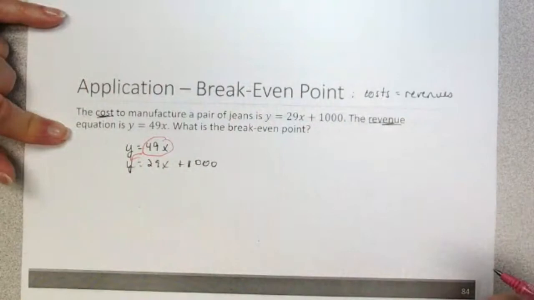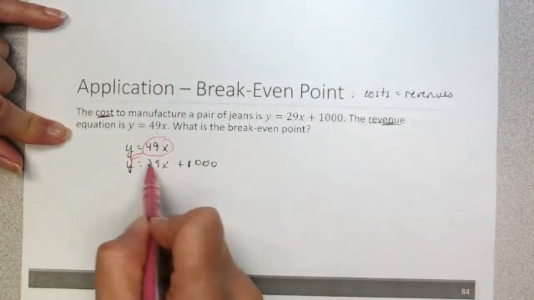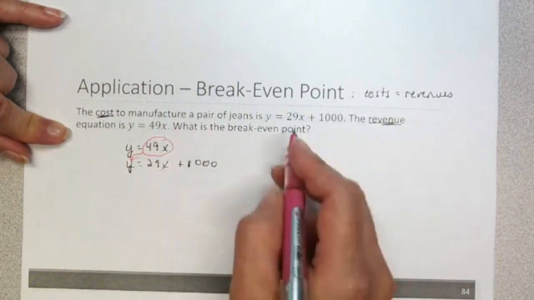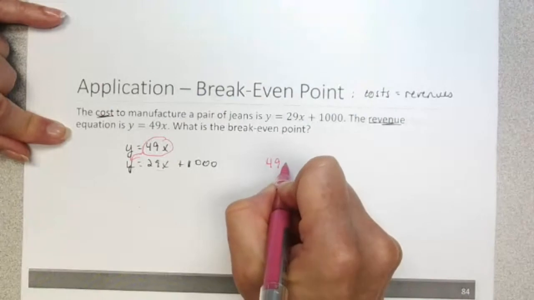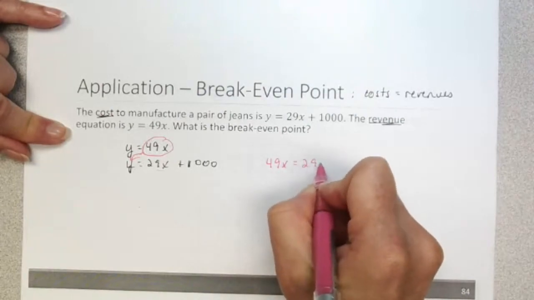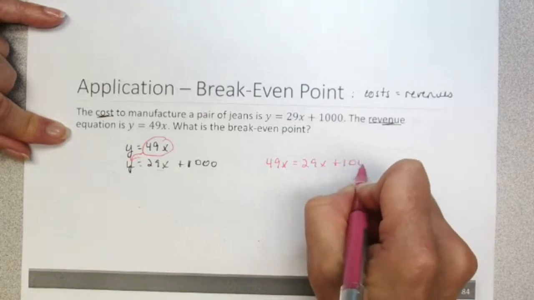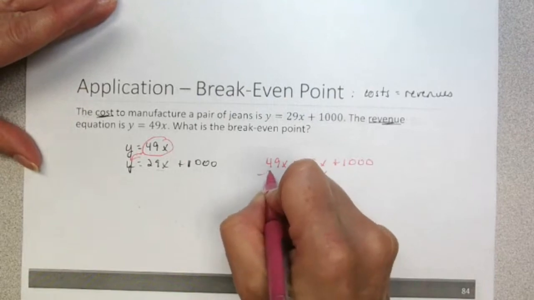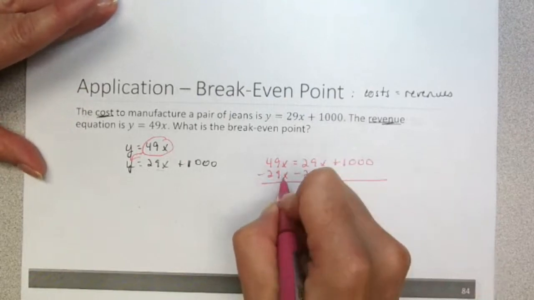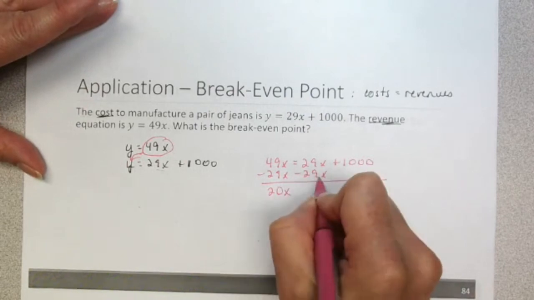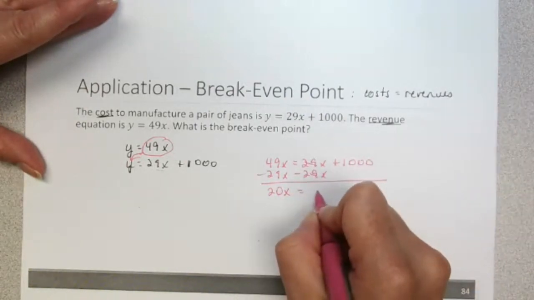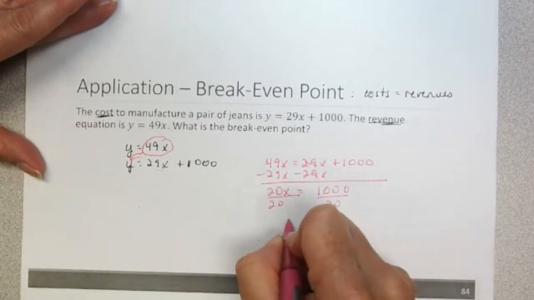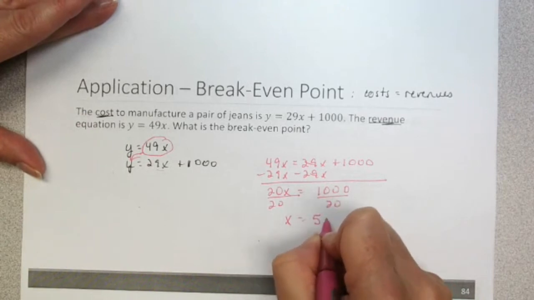Typically what I would do to solve this one, though, is I would say, oh, this break-even point is when the cost equation equals the revenue equation. But it is an application using the substitution method, so let's do it. So 49x will equal 29x plus 1,000. To solve for x, we'll subtract that 29x from both sides. 49 minus 29, of course, is 20x. These are 0. So 20x equals 1,000. Divide by 20, and we see that x is equal to 50.